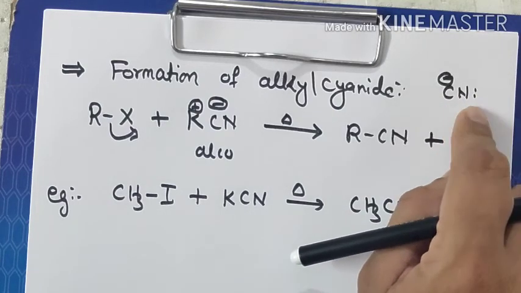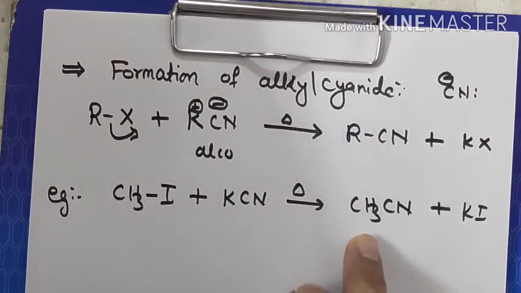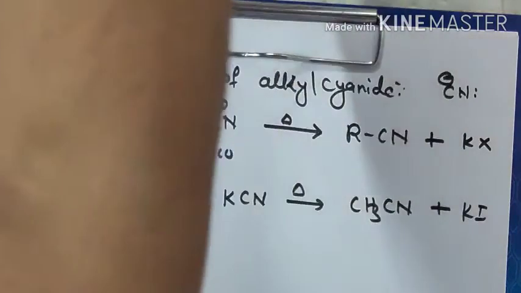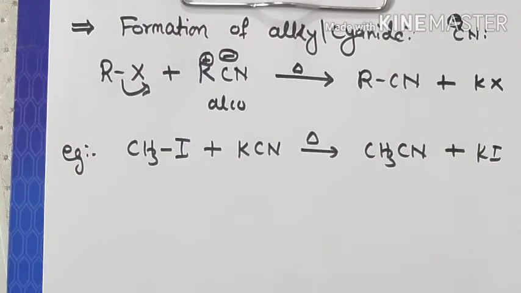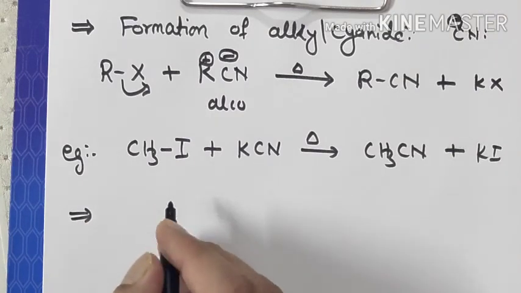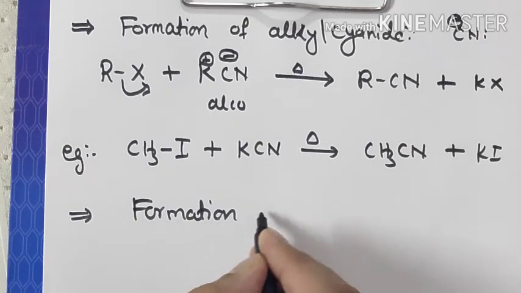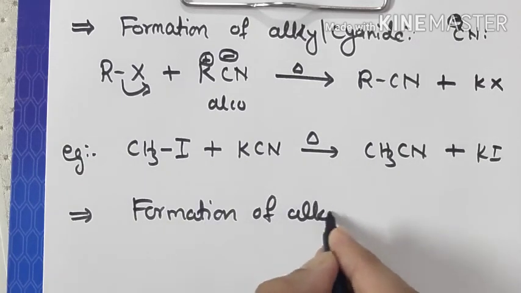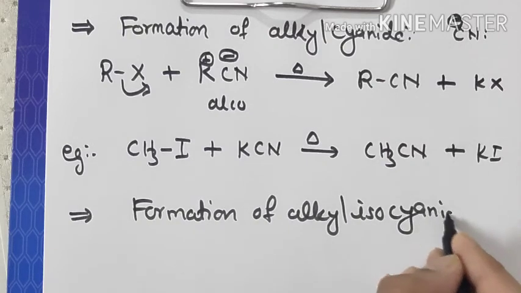Okay, got that, student? Right. So it results in the formation of what? Methyl cyanide. Moving to the next part is formation of alkyl isocyanide. Formation of alkyl isocyanide, and that's the important one.